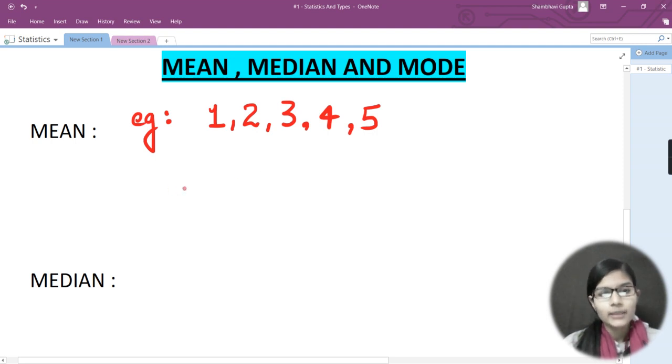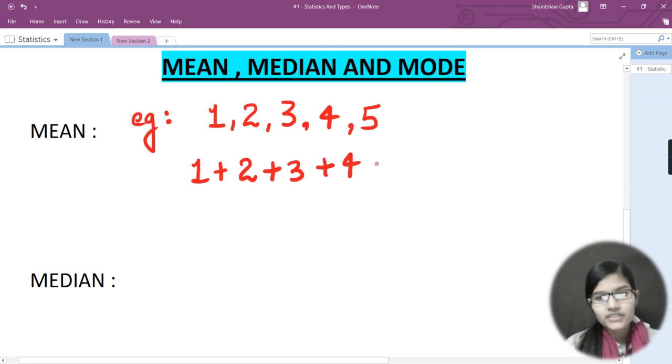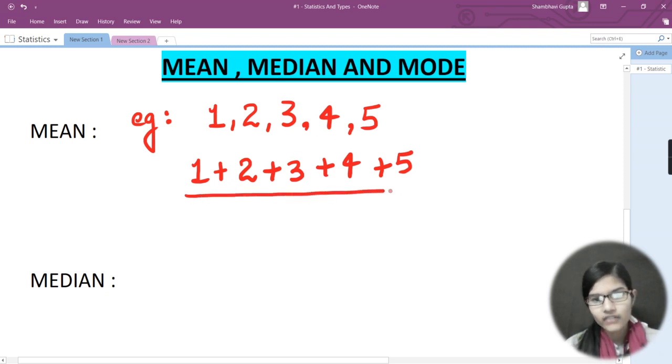So what is mean? Mean is that you need to take all these numbers, add all these numbers and divide by the total count of the numbers which are here. So we do 1 plus 2 plus 3 plus 4 plus 5. What we have done is taken the summation of all these 5 numbers, and after that we divide this summation by the total count of these numbers. So there are a total of 5 numbers.